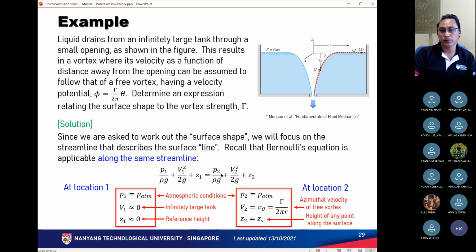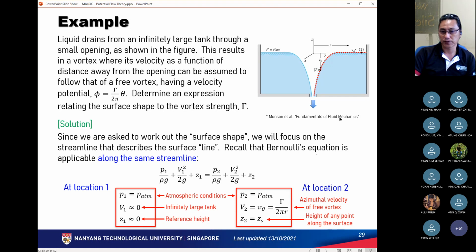We set it equal to P2 divided by rho g. P2 will be the static pressure at any point here. Let's just say it's here. Plus V2 squared divided by 2g. V2 will be the velocity at this point, some arbitrary point here. Plus Z2. Z2 will be the distance relative to Z1.